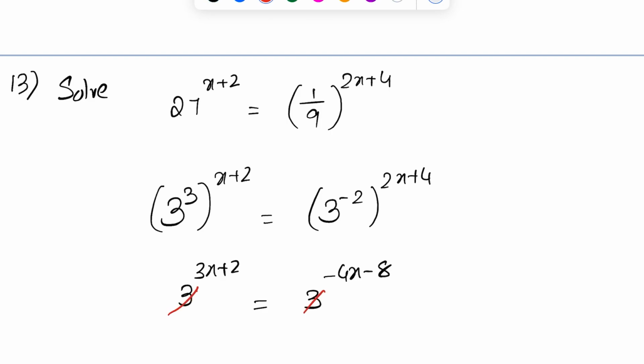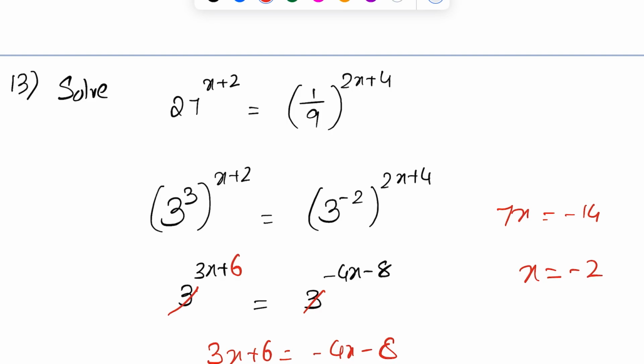Then the 3s cancel. 3x plus 2 equals negative 4x... 3x plus 6. This becomes plus 6. So 3x plus 6 equals negative 4x, negative 8. 3x plus 4x equals negative 8, negative 6. 7x equals negative 14. x equals negative 2.